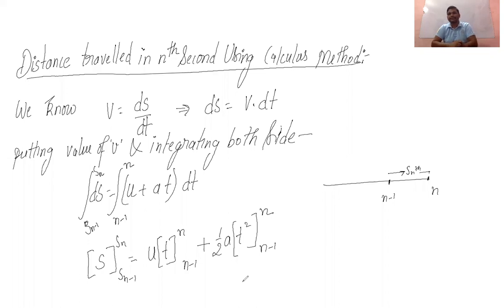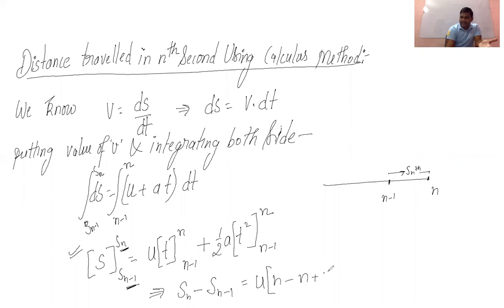Yes, let me know. Can you do it further? So once again, repeat. You have to put the limit only here. Upper limit is Sn and lower limit is S(n minus 1). Once you solve it, you will get Sn minus S(n minus 1), and you will put here u, and you put here n minus 1.